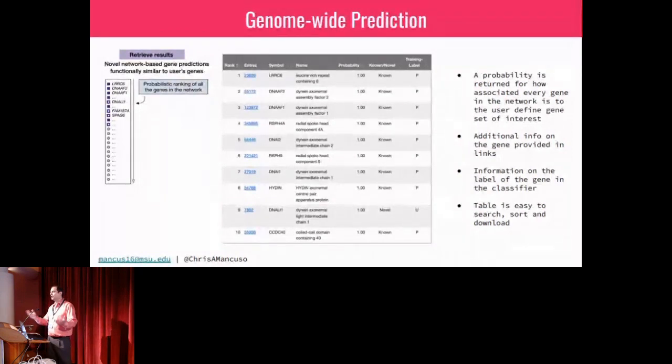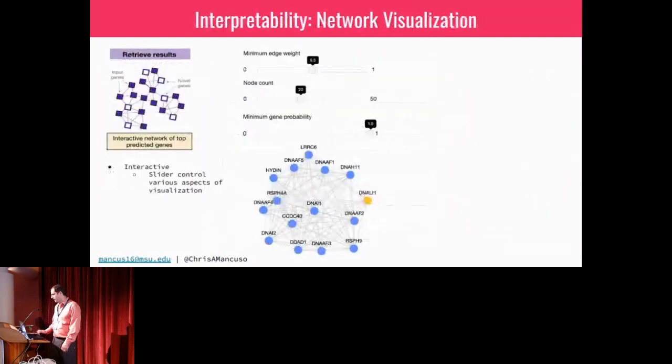And so these tables are all searchable and sortable, so you can just type in novel and get the top novel hits that you want. Yeah, and then there are links out to the gene information, so there's a little bit more information there.